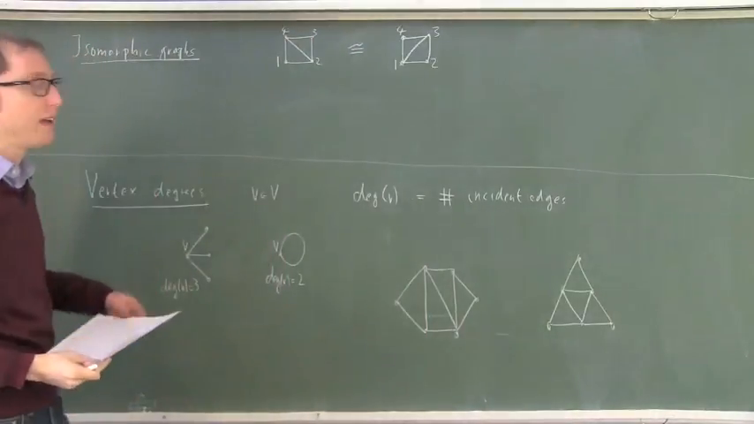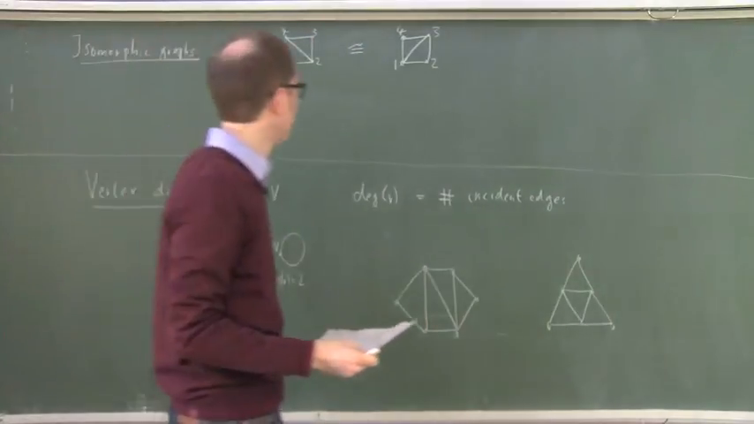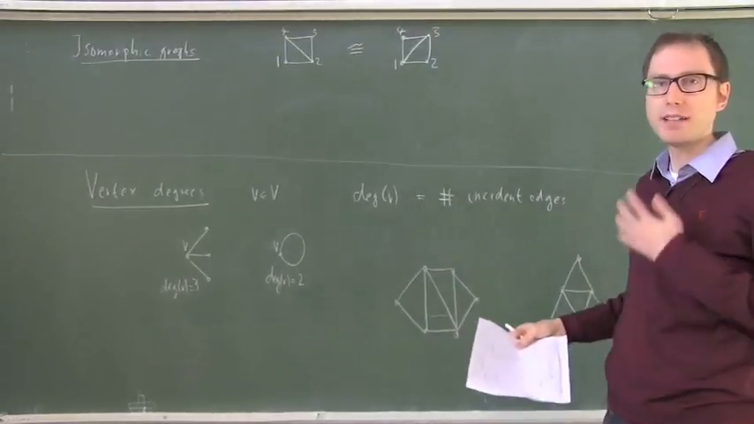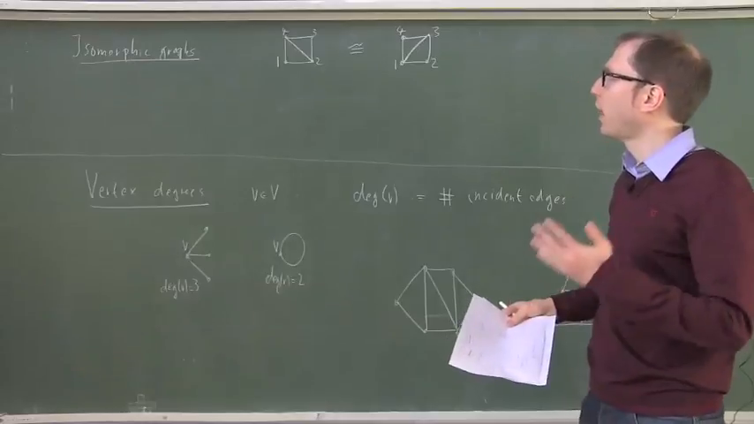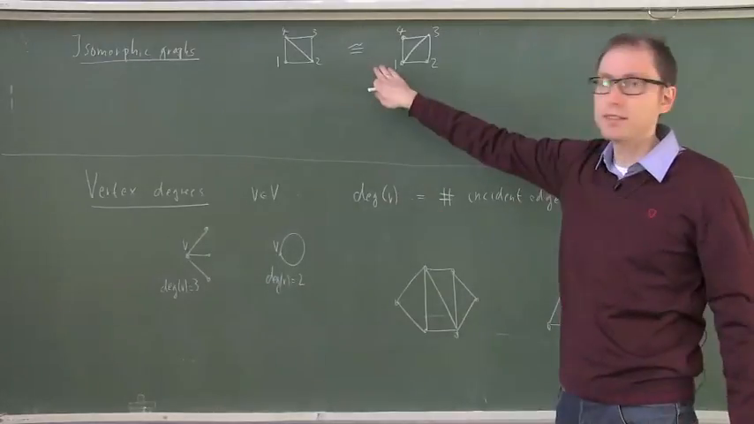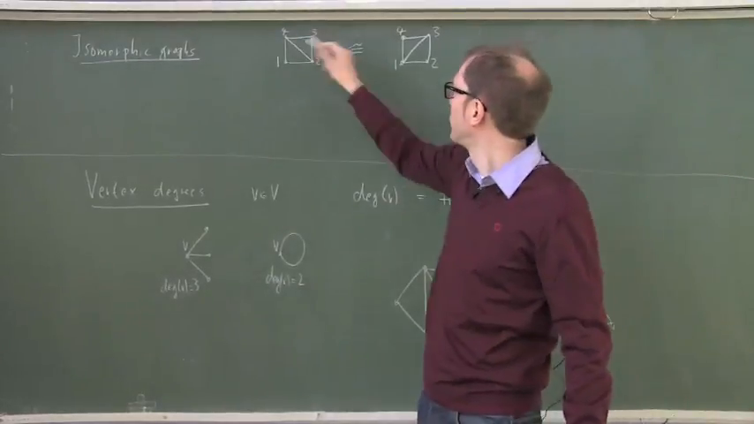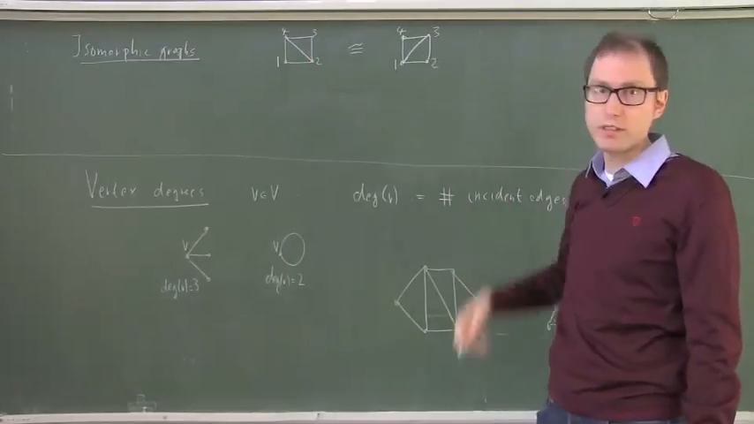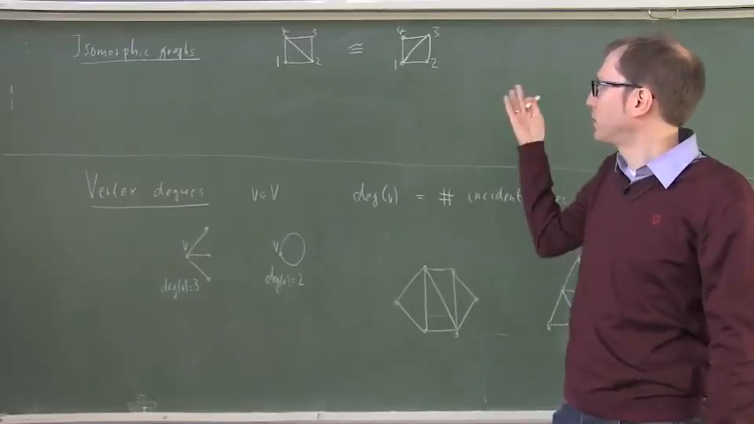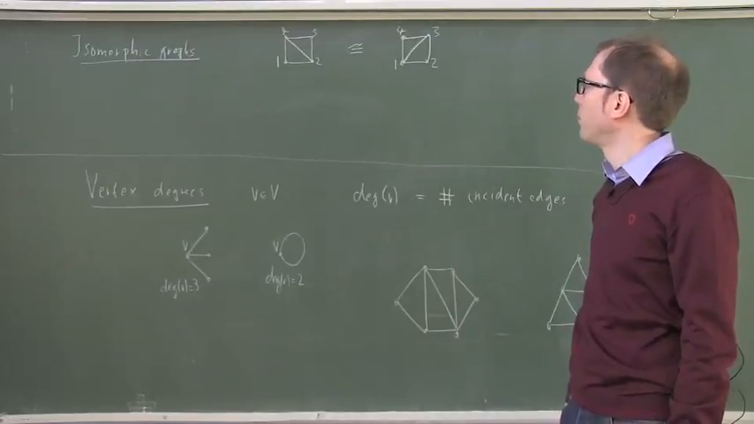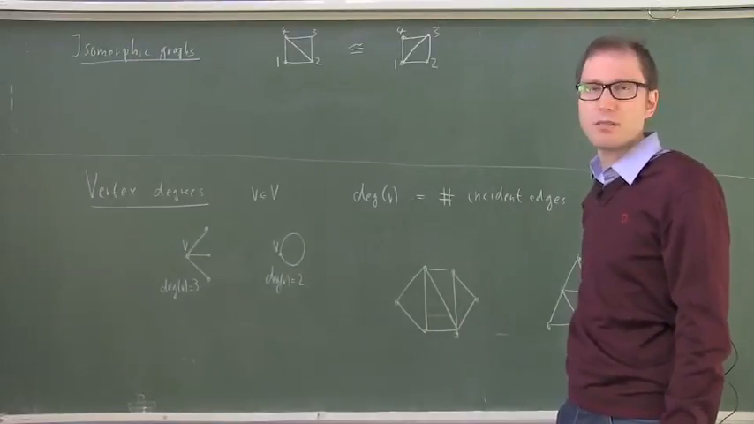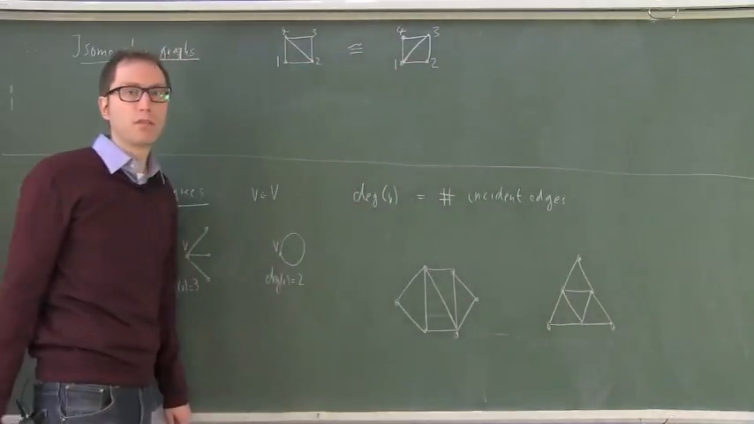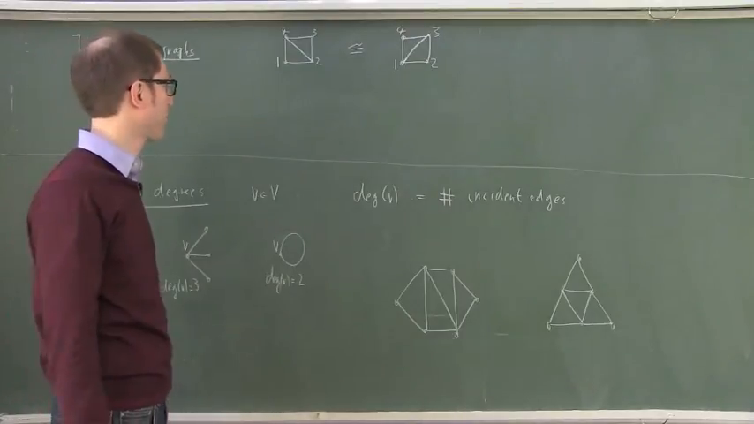Very important, isomorphic graphs. So you sometimes have graphs which look different, but essentially they're the same graph. In that case, you call them isomorphic. So here's an example. These are 2 different graphs. For instance, here 1 and 3 is not connected, while here 1 and 3 is connected. But in some sense, if you look at it, they really look kind of the same. So how do you make that precise? What is a graph isomorphism?